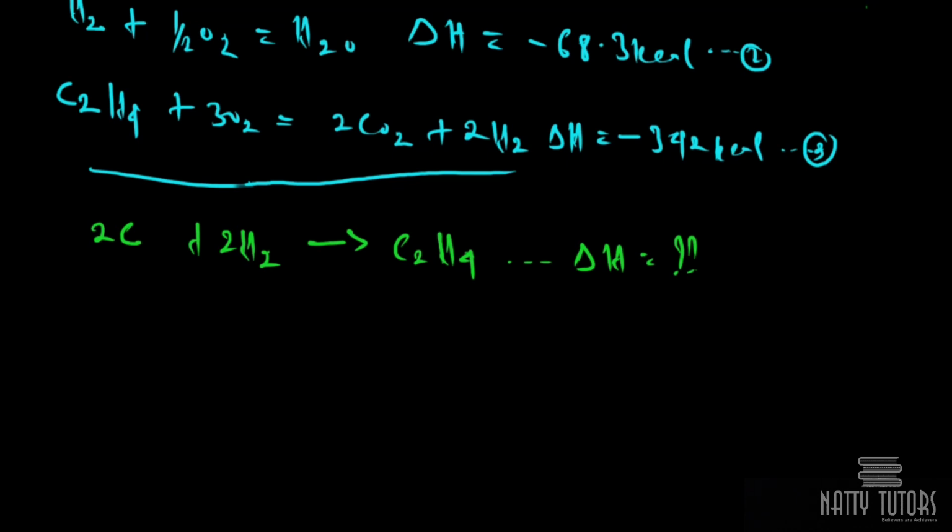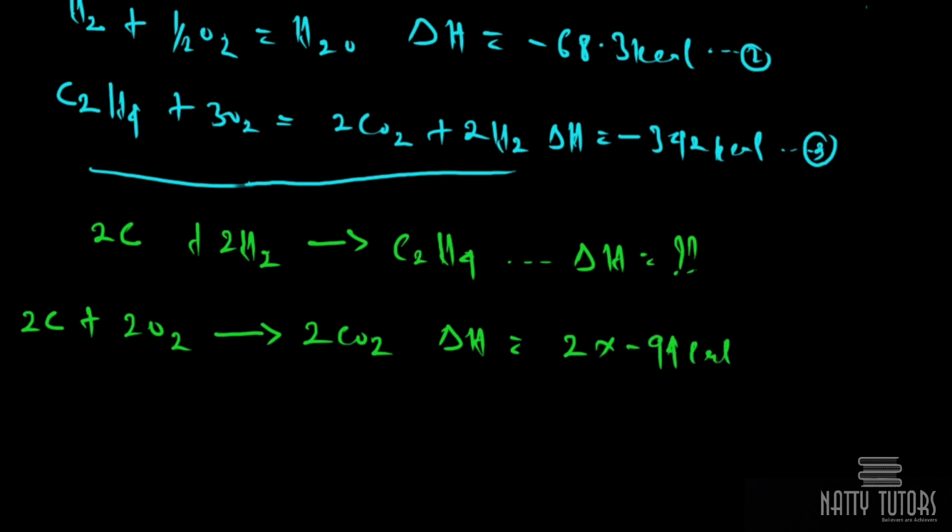Okay, since we're given carbon, hydrogen and ethene, from our first reaction we know that carbon is on the reactant side, so we can easily just multiply by 2, so it becomes 2C plus 2 oxygen to form 2CO2. Then our delta H becomes what? Becomes 2 times, since we are not reversing it, it is still the same.